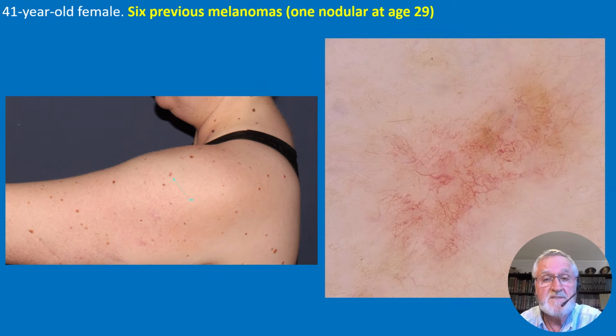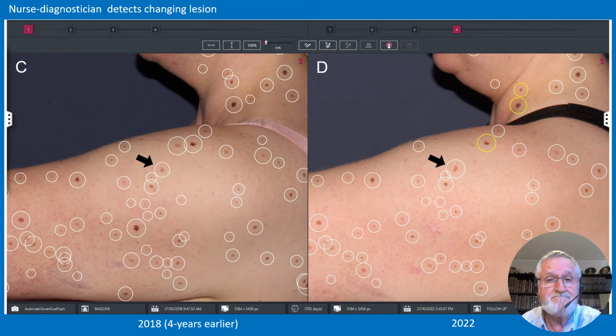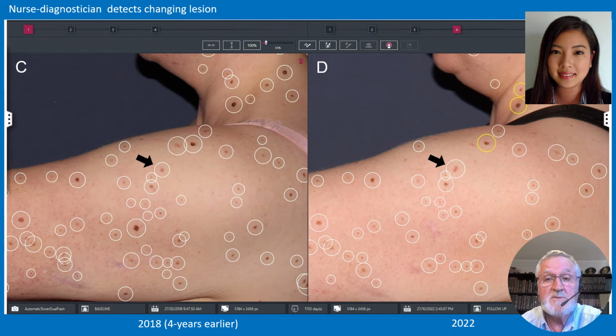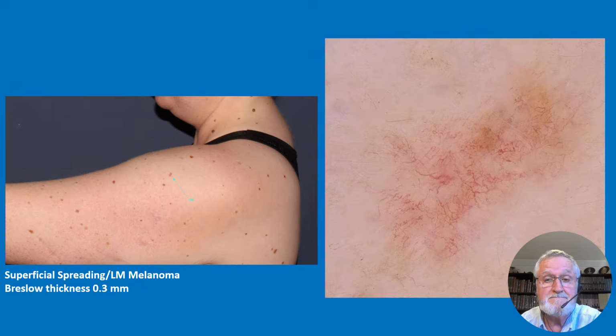Now, this young lady was 41 at the time this lesion was encountered. It was a high-risk patient with 6 previous melanomas, 1 a nodular at age 29. Now, you can see here the arrows point to a lesion which has changed over a period of 4 years. It's not a lot of change, and it's a very small lesion. And this was encountered and diagnosed actually by my nurse, Christine Lee. The software, the PhotoFinder software, did not detect this change. She detected it by manually comparing all of the images on the total body photography.